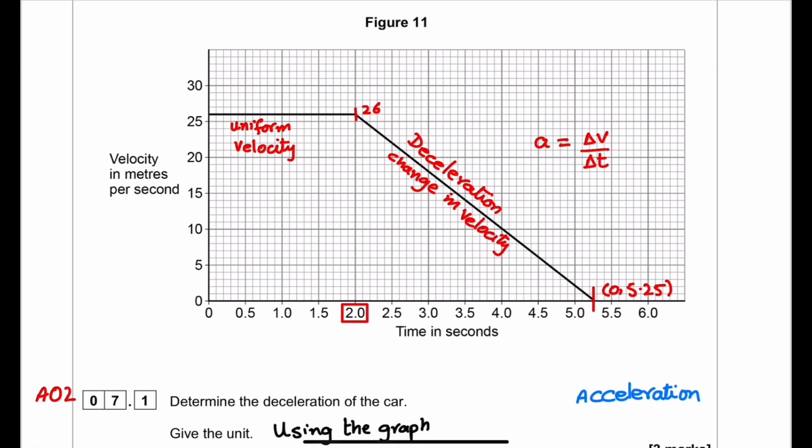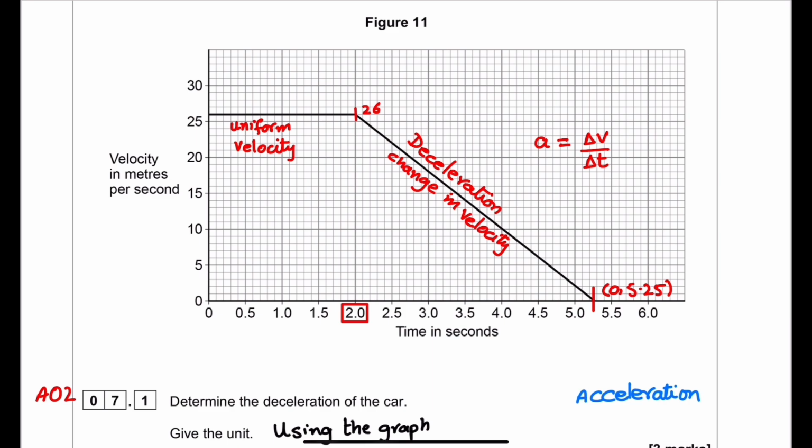Determine the deceleration of the car, give the unit. Deceleration means the decrease in velocity. We can see here at 2 seconds, the velocity of the car is decreasing from 26 meters per second to 0 meters per second. It is a velocity-time graph, so the change in velocity with respect to time is called acceleration.